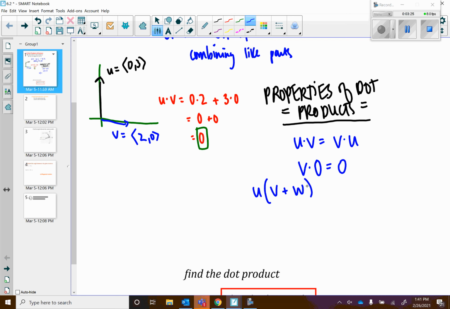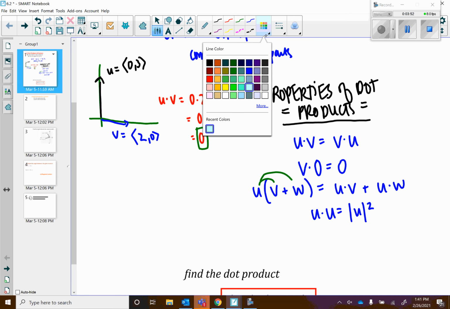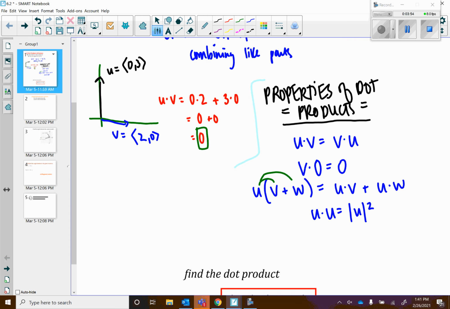The third is that we can basically distribute vectors like we would any other thing. So if I have vector u dot v plus w, I can write that as u dot v plus u dot w. And last but not least, a vector multiplied to itself is going to be equal to the vector's magnitude squared. I want you to write that down, and then I'm going to quickly go off to the side and show you.